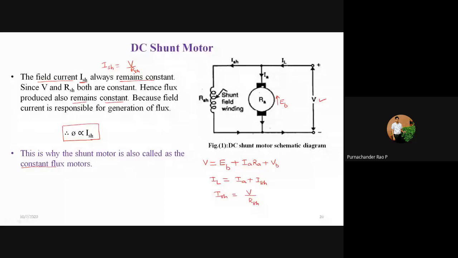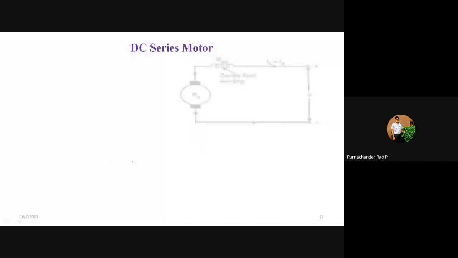Next, we'll discuss the DC series motor. So the circuit diagram for the series motor is here. The series field winding is connected in series with the armature circuit, and the series field winding carries the line current. So the line current IL, and V is the supply voltage.